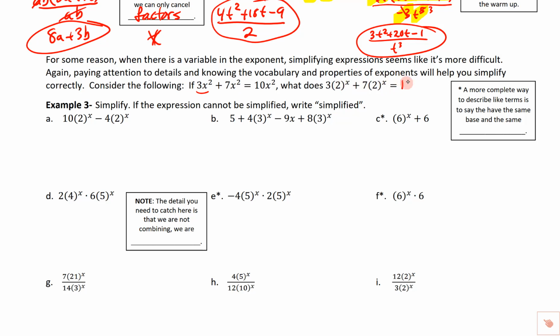So we're going to end up with exactly the same type of thing. It's going to be 10 of whatever these are. Okay? Whoops, I need an x on that. Okay?